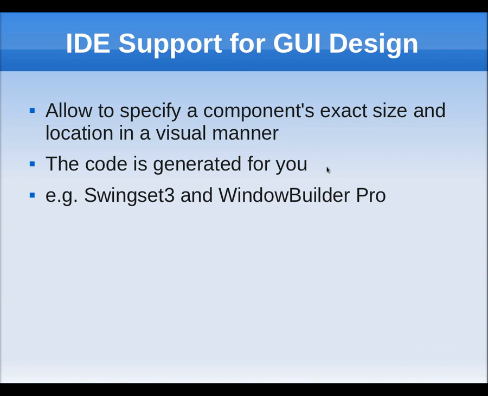Some IDEs actually support GUI design, so rather than manually typing out the code for your GUI layout, you can just drag and drop and double click. It'll set some of your event handlers and stuff like that for you, so you can choose your exact location visually. Some of the examples I put were Swing Set 3, which was in my book, and then WindowBuilder Pro. That's an extension for Eclipse, which looks pretty nice, but I haven't used it yet, so I'm going to have to check that out.